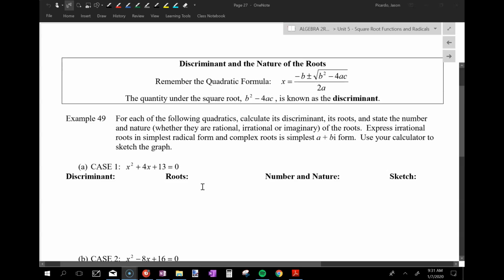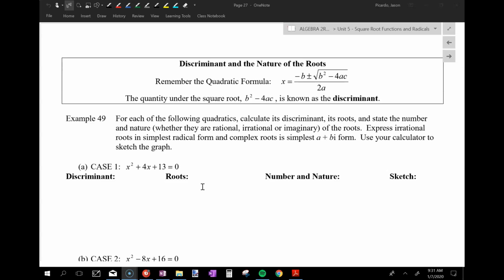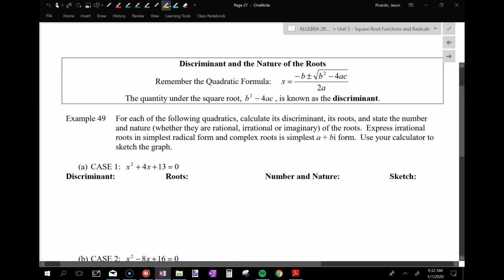All right, 2 new words, guys. 2 totally new words. Haven't heard these at any point, I believe. 2 words are discriminant and nature of the root. Here's what you need to know. You are going to use the discriminant to describe the roots, okay? Now, your first question is, well, what is the discriminant? This is the discriminant. B squared minus 4ac.